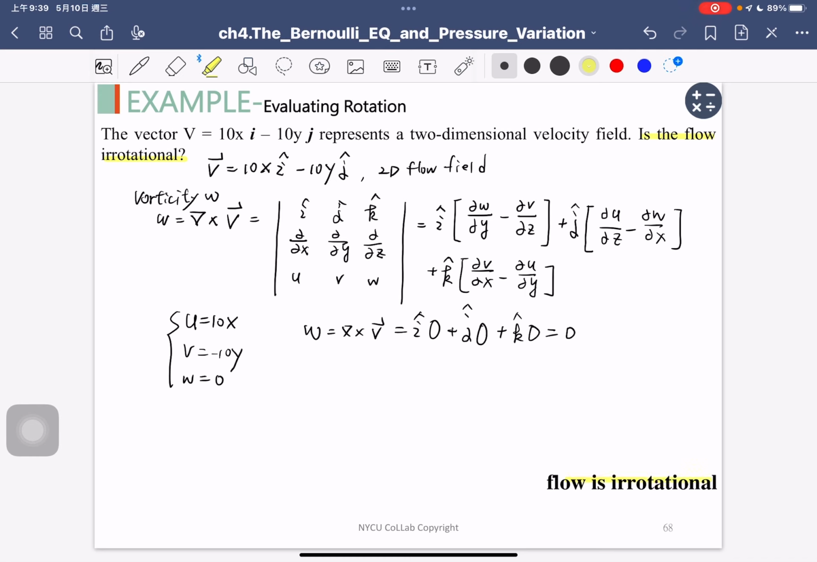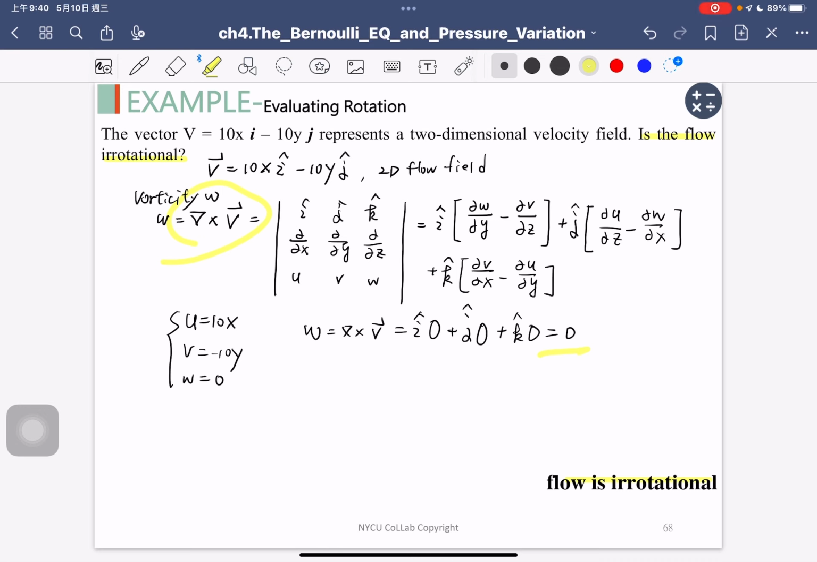Okay, so the idea is very simple. You just identify the vorticity, and what you need is the velocity field, and then you can compute the cross product, the spatial gradient cross with the velocity vector, and then you can see the final answer is 0. So you can conclude that the flow is irrotational flow.